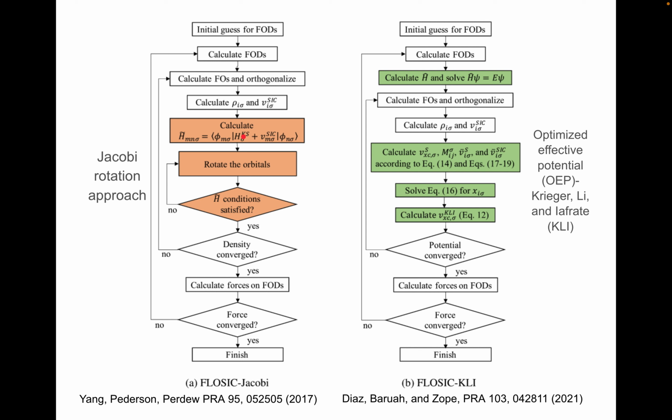There, the DFA plus SIC Hamiltonian will be constructed. In the Jacobi rotation approach, you apply the Jacobi rotation to diagonalize this DFA plus SIC Hamiltonian. And this process will be repeated until self-consistency is reached. Once self-consistency is reached, the FOD force gets computed, and the same process will be repeated until the force on the FODs converges. So that is what is being done in the Jacobi rotation approach. But there are other flavors of the FLOSIC code.